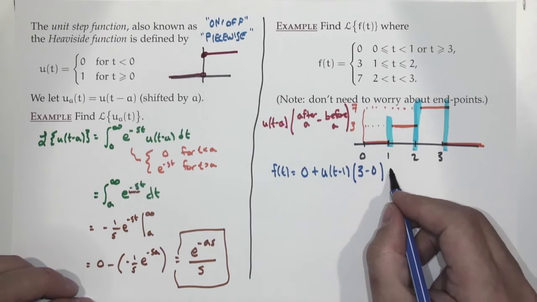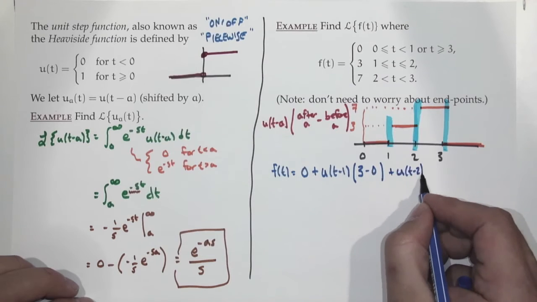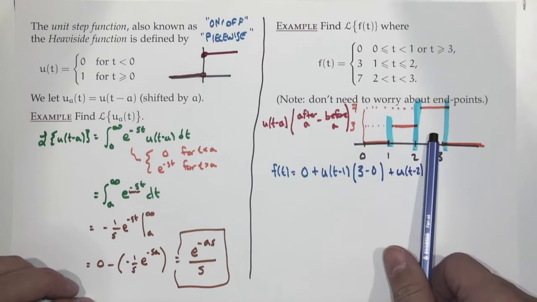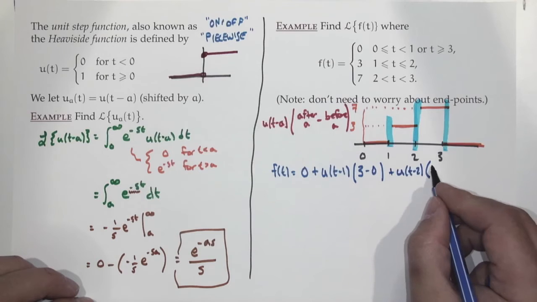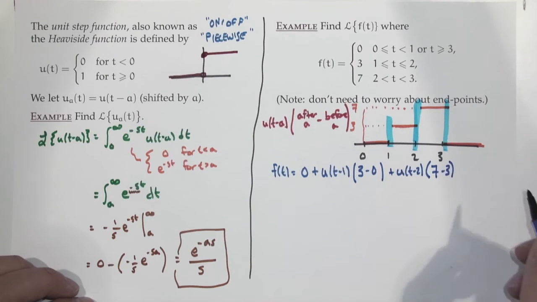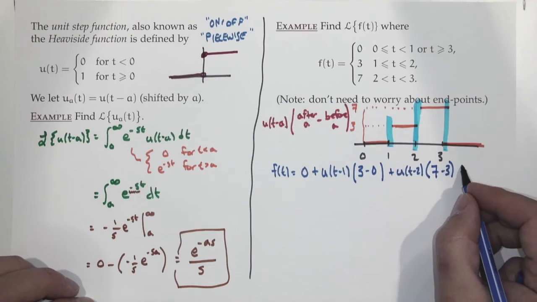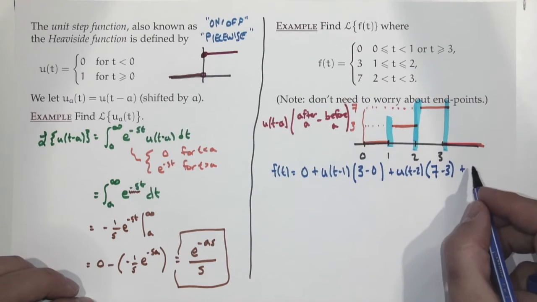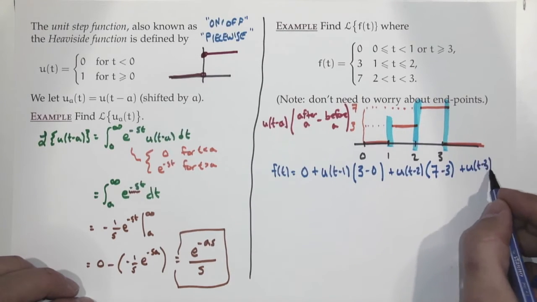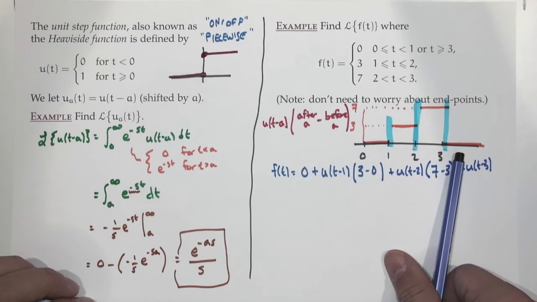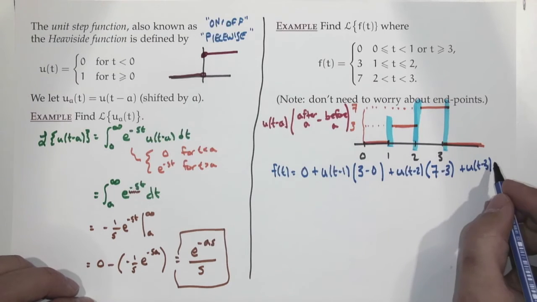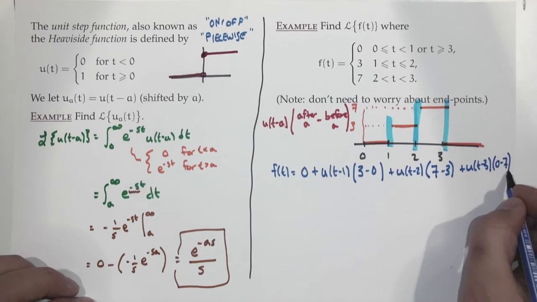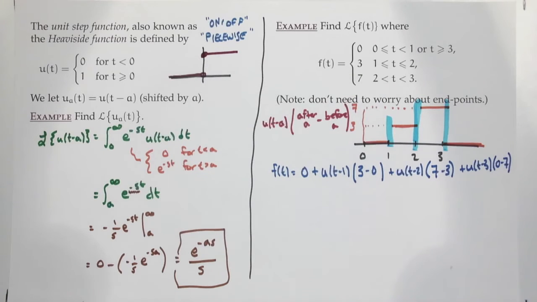Okay, so where's our next on-off? 2. So we add a u of t minus 2. What are we doing after 2? 7. What are we doing before 2? 3. So we're going to take 7, subtract 3. Now we come to our last one. It happens at 3, u of t minus 3. What's our behavior after 3? 0. What's our behavior before 3? 7. So it's 0 minus 7. Now the claim is, that's it.